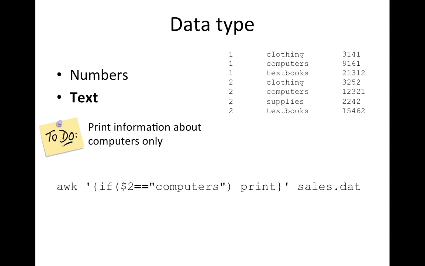Okay, so what it will do, it will go through the file line by line. For every line, it will check the condition. Is it true that this element is equal to computers? False. You will not print. Is it true that this element is equal to computers? Yes, it is. Print, and so on. So this is how it will work.